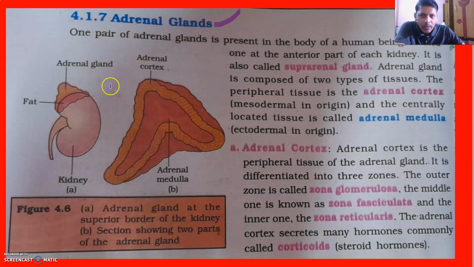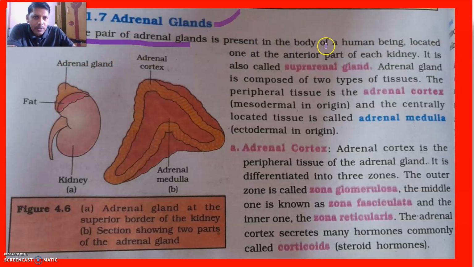How many adrenal glands do we have? We have a pair of adrenal glands. Where are they located? One is at the anterior part of each kidney, one on the right kidney and one on the left kidney. One pair of adrenal glands is present in the human body.